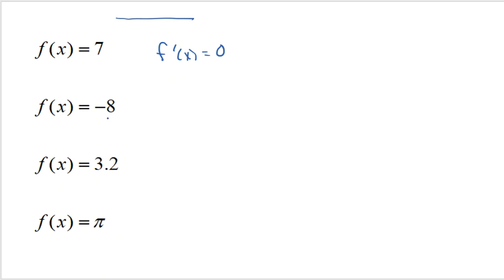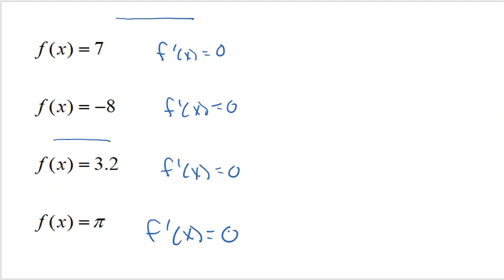If a function is -8, that's again a boring horizontal line at -8, the derivative of -8, guess what? 0. If a function is a decimal, 3.2, it's a constant 3.2, guess what? The derivative is 0. What about if a function equals pi? Now remember, pi is a number. It's just a very fancy irrational number, but it's about 3.14159. It's just a number, but guess what? What's the derivative of a single value? 0.